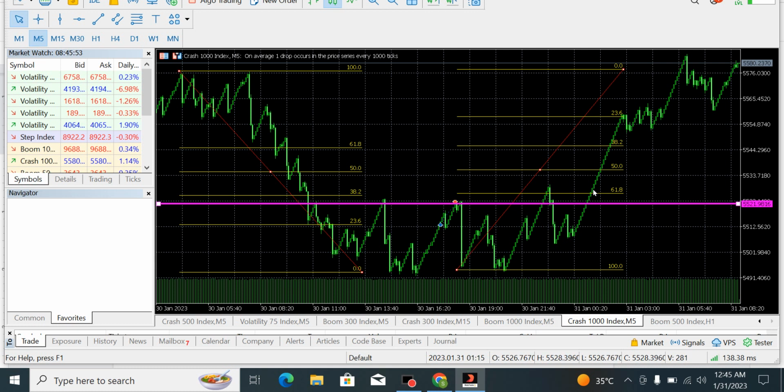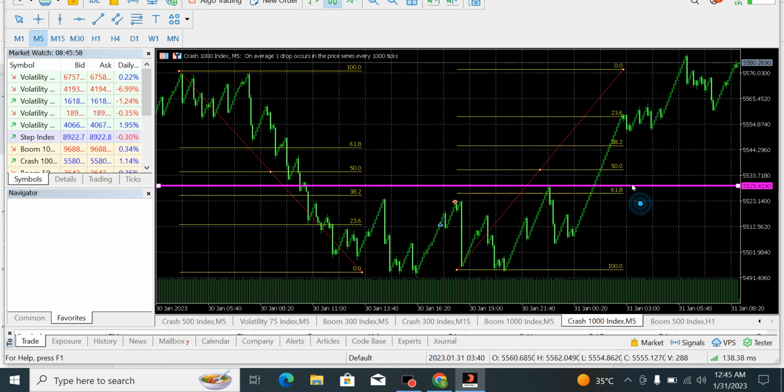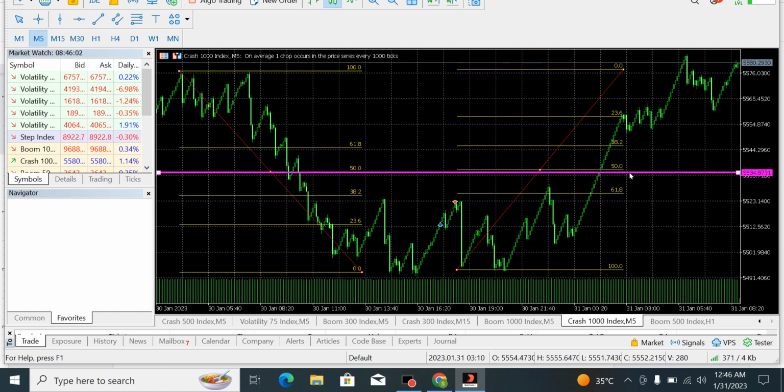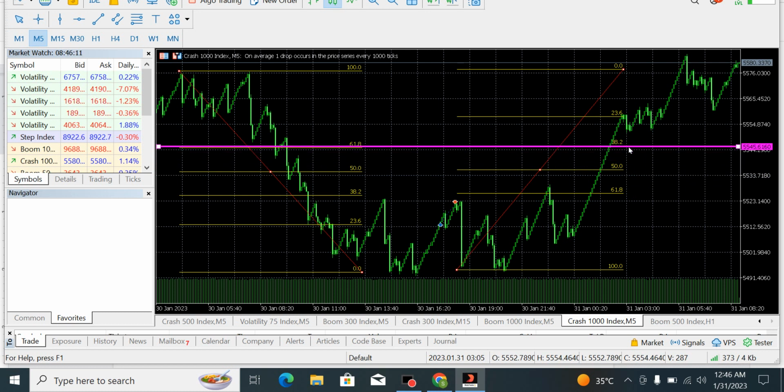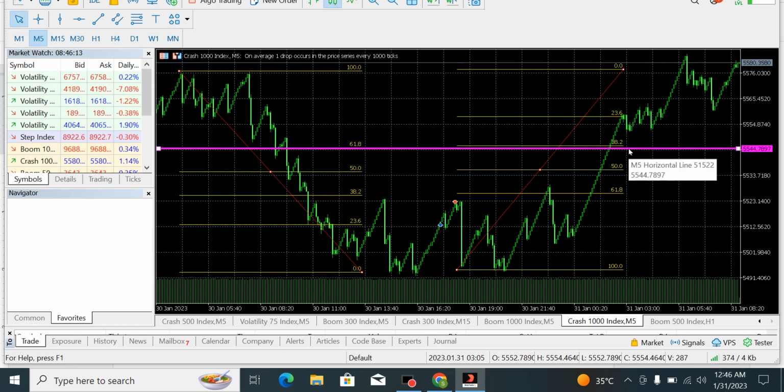Okay, this time around it broke out from the initial resistance zone, which is around here. So I will come in again and take my profit just before it gets to 50. After getting to 50, once it breaks out below 50, then I will come in again and take my profits once it gets to 38.